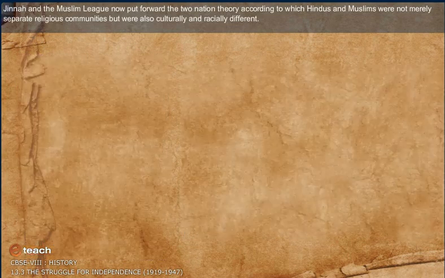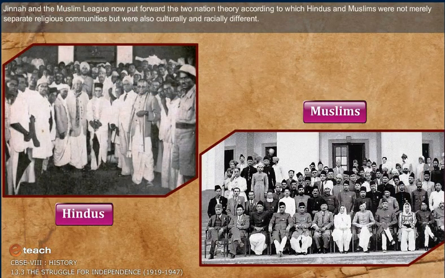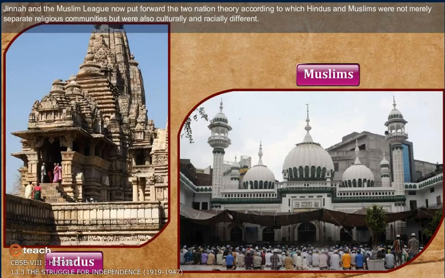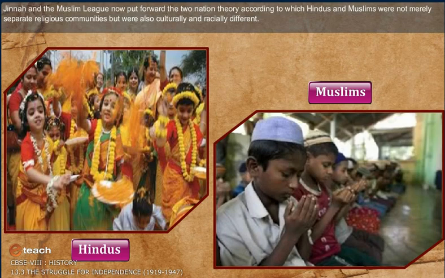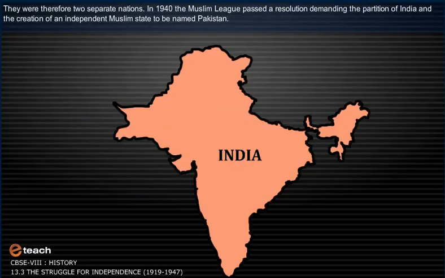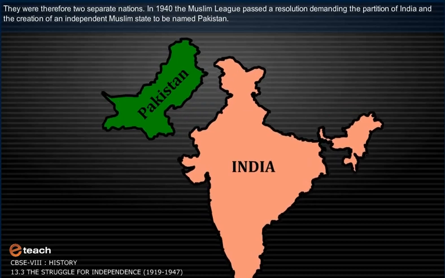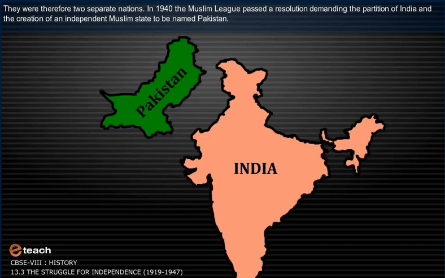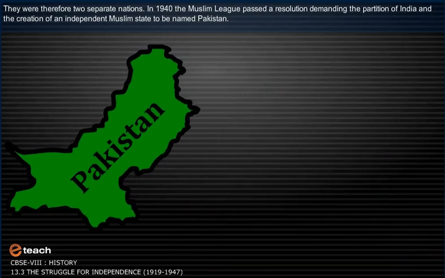Jinnah and the Muslim League now put forward the two-nation theory, according to which Hindus and Muslims were not merely separate religious communities, but were also culturally and racially different. They were therefore two separate nations. In 1940, the Muslim League passed a resolution demanding the partition of India and the creation of an independent Muslim state to be named Pakistan.